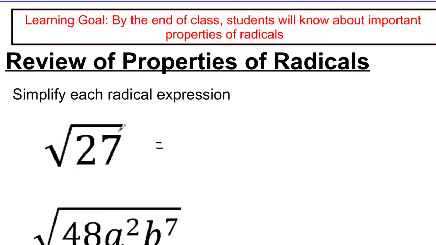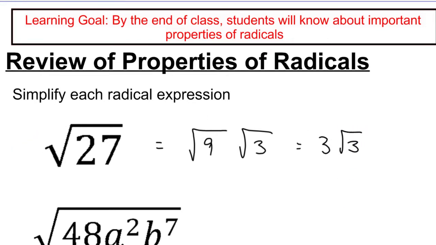And because this is a square root, I'm going to try to factor it so one of the factors is a perfect square. So in this case, we know this one. We've done the square root of 9 and the square root of 3. 9 times 3 gives me back 27. So I'm looking at one of the factors of 27 and saying, I can take the square root of 9. That's 3. So I'm going to say this turns into 3 times the square root of 3.